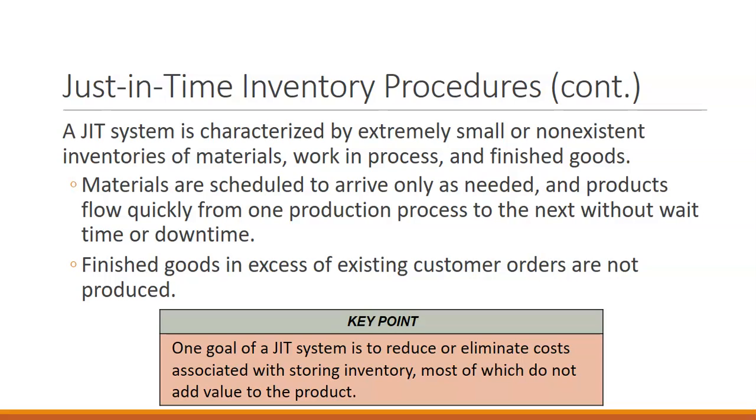So we have very small or non-existent inventories of materials, work in process, and finished goods. We have a system set up so that our materials are scheduled to arrive only as we need them. We have very good relationships with our suppliers, so we know that we can get items quickly and we don't have any downtime. We also don't have finished goods in excess of our existing customer orders.